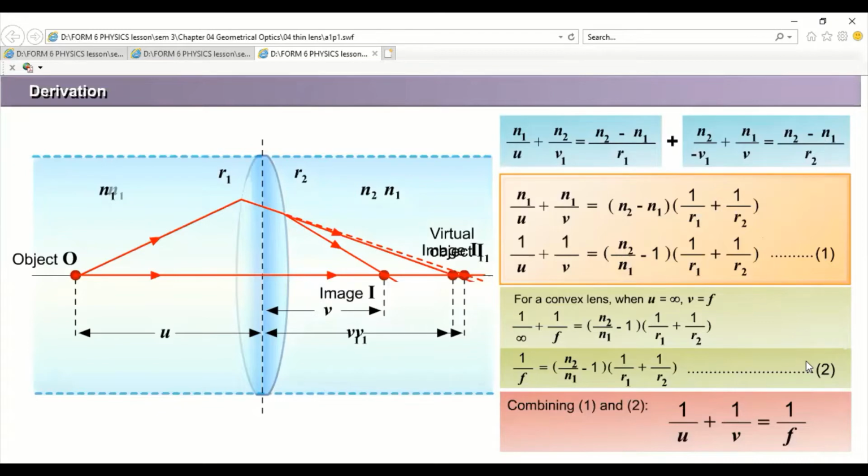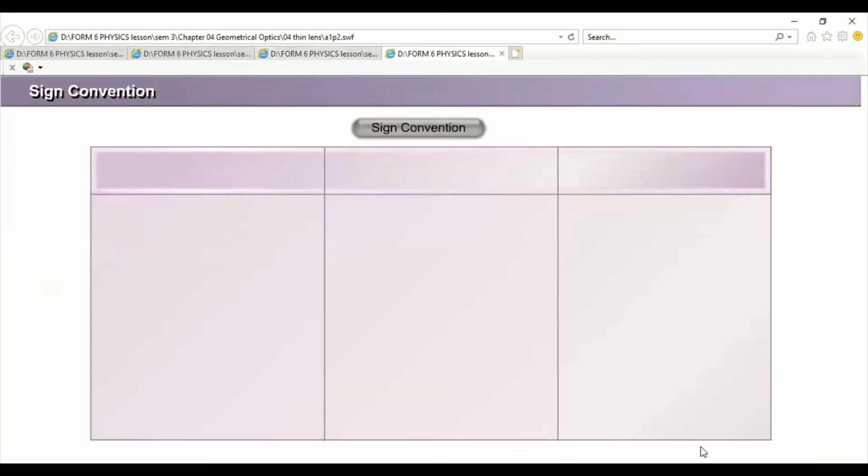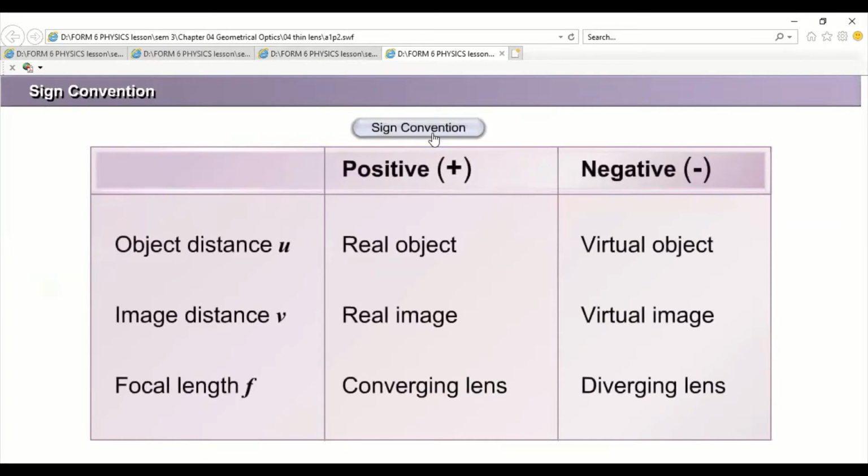So this shows that the final image will form somewhere here. The sign convention, always remember: object distance U is positive for a real object, U negative for a virtual object. Image distance V is positive for a real image, V negative for a virtual image. For the focal length F, F is positive for the converging lens or convex lens, and F negative for the diverging lens, or the concave lens.